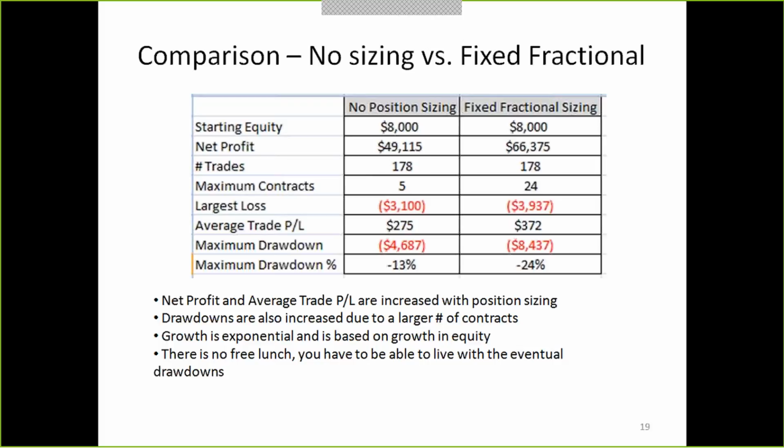But you can't really avoid that. If you're trading more contracts, then your drawdowns are going to get larger, both from a dollar and a percentage standpoint. So there is no free lunch. You have to be able to live with the eventual drawdowns when you're using position sizing and you're trading more contracts.